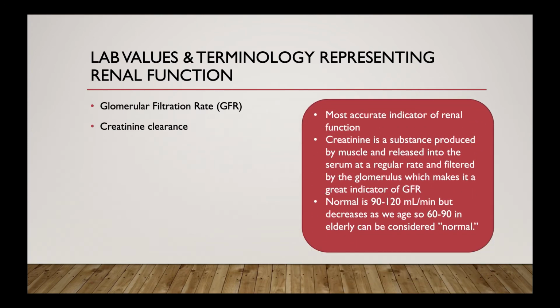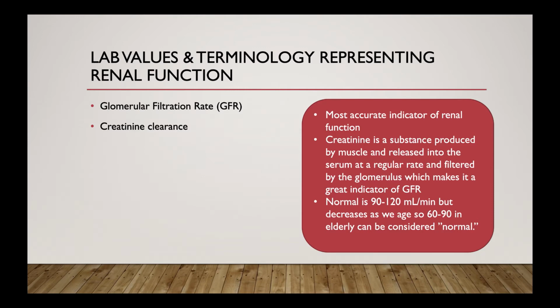Creatinine clearance is the most accurate indicator of renal function. This is a lab value that we look for. Creatinine is a substance that is produced by the muscle, and it is constantly and steadily released by muscle into the serum. Because it's so constant, it's a great way to measure the function of the glomerulus and see what our filtration rate is. The normal rate for creatinine clearance is 90 to 120 milliliters per minute.